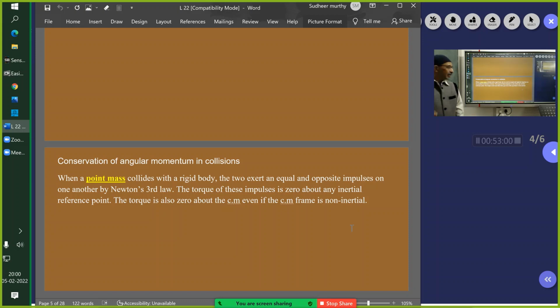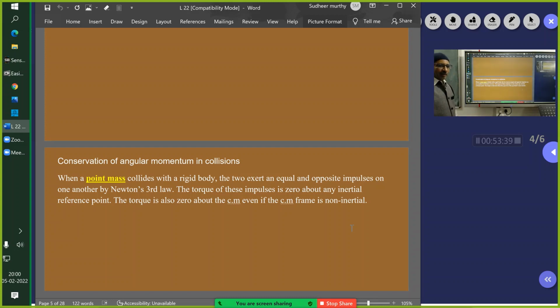See, when a point mass collides with a rigid body, the two exert equal and opposite impulses on one another by Newton's third law. Equal and opposite impulses are applied. But they will not get converted into torque, because a point mass will only have translated motion. Torque is R bar cross F bar, and R bar is 0 for a point mass. So therefore there is no question of torque.